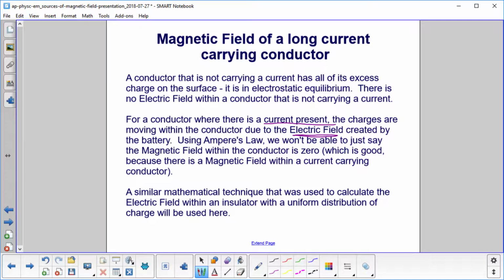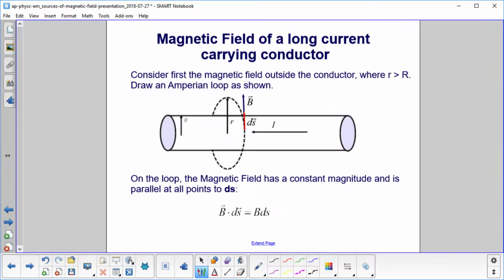A similar math technique that was used to calculate the electric field within an insulator with a uniform distribution of charge will be used here. Here's our conductor, this tube here. And first we'll find the magnetic field outside the conductor. Even though we already know it, we're just going to go over it again.